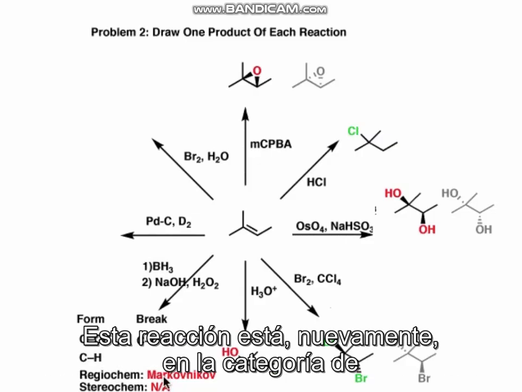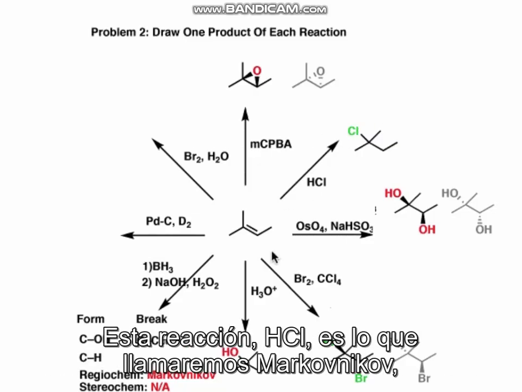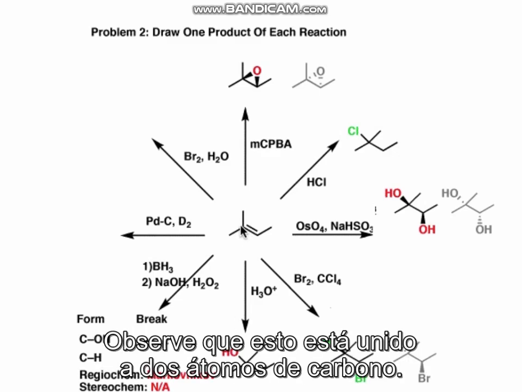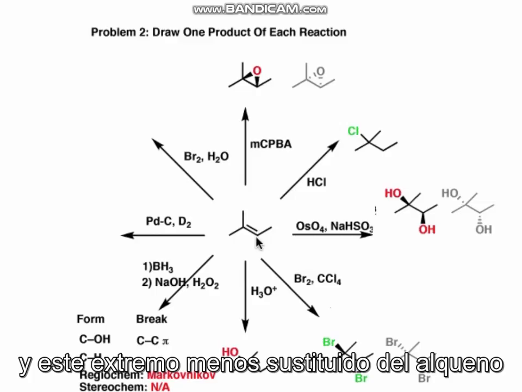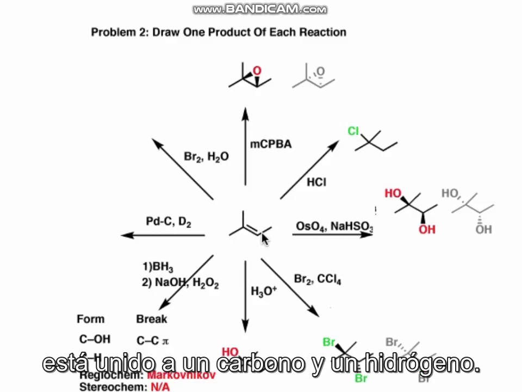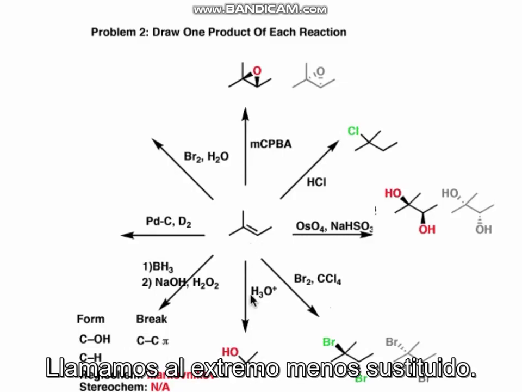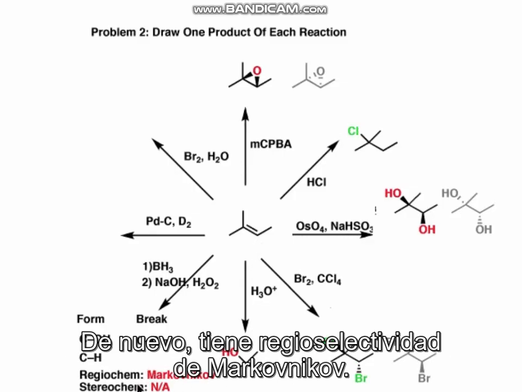And the regiochemistry of this reaction is, again, in the category of this reaction with HCl, we'll call Markovnikov. So that is that the OH group is adding to the more substituted end of the carbon. Notice this carbon is attached to 2 carbon atoms. And this less substituted end of the alkene is attached to 1 carbon and 1 hydrogen. This gains another hydrogen. So this is what we call the less substituted end. So again, it has Markovnikov regioselectivity.